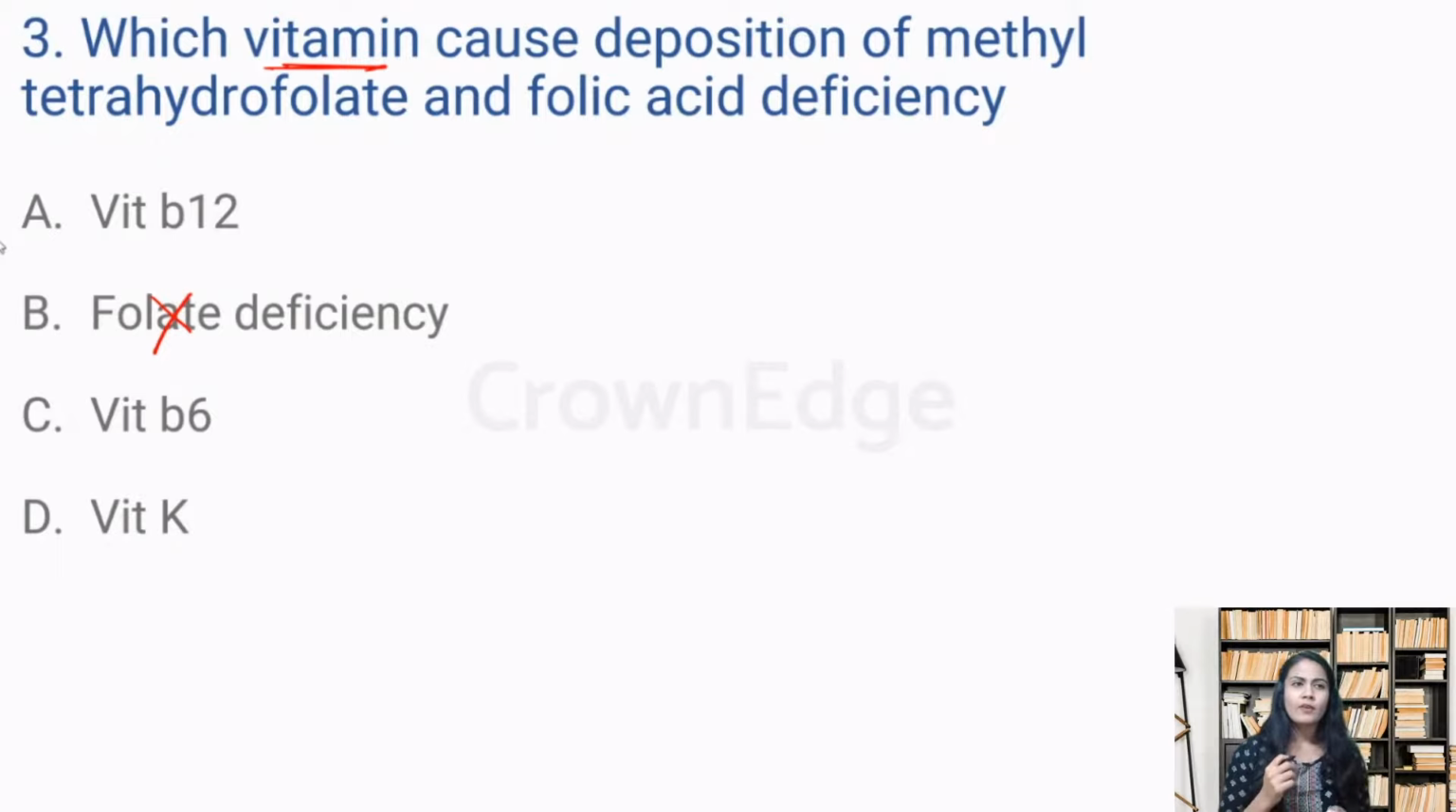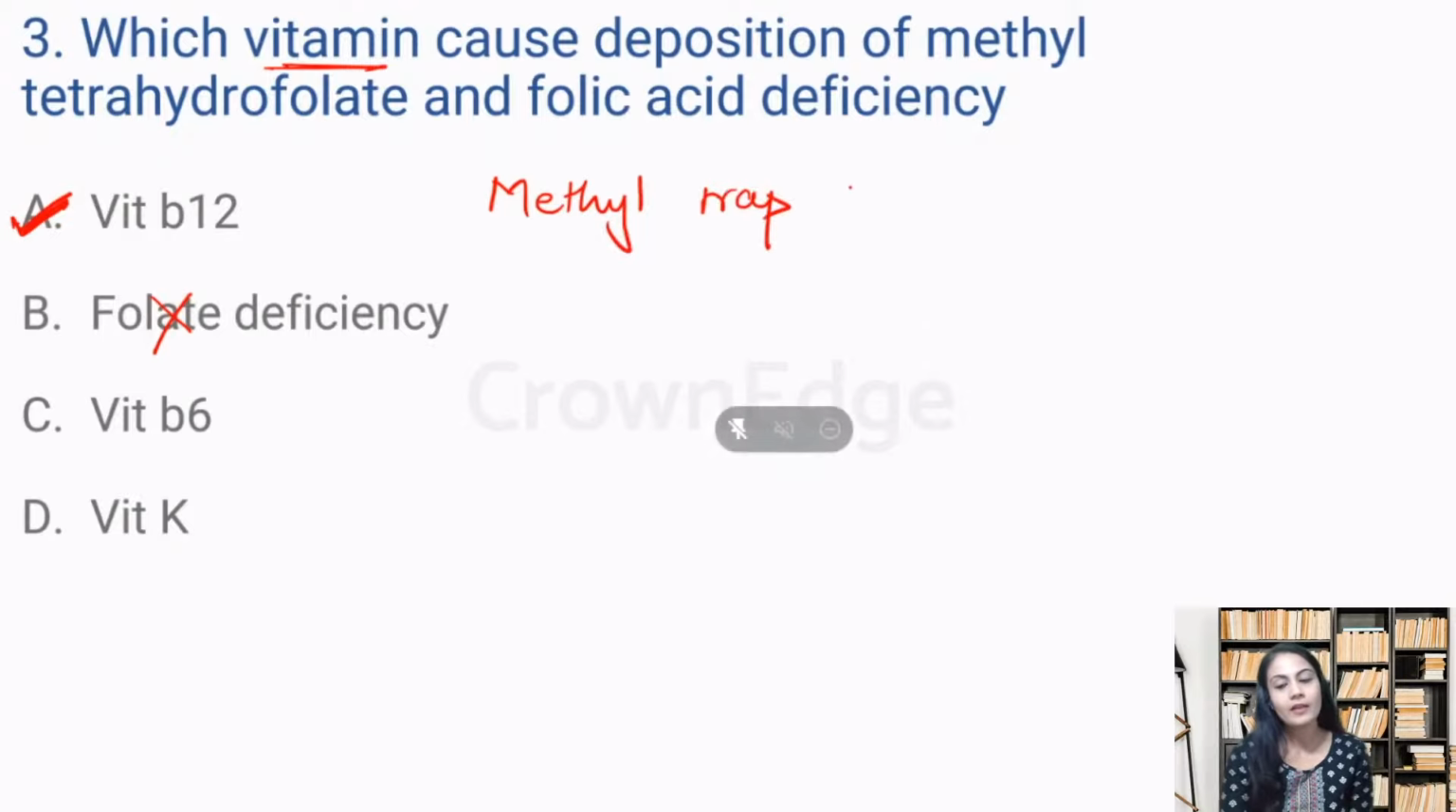Obviously, you can use the exclusion method. That means if you know some relation, you can go with that option. In megaloblastic anemia, we know that it is because of vitamin B12. Just remember one name for this. It is known as the methyl trap hypothesis.